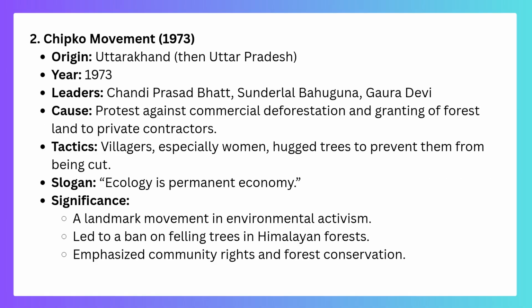2. Chipko Movement, 1973. Origin, Uttarakhand, then Uttar Pradesh. Year, 1973. Leaders, Chandi Prasad Bhatt, Sunderlal Bahuguna, Gaura Devi. Cause, protest against commercial deforestation and granting of forest land to private contractors. Tactics, villagers, especially women, hugged trees to prevent them from being cut. Slogan, ecology is permanent economy. Significance. A landmark movement in environmental activism. Led to a ban on felling trees in Himalayan forests. Emphasized community rights and forest conservation.